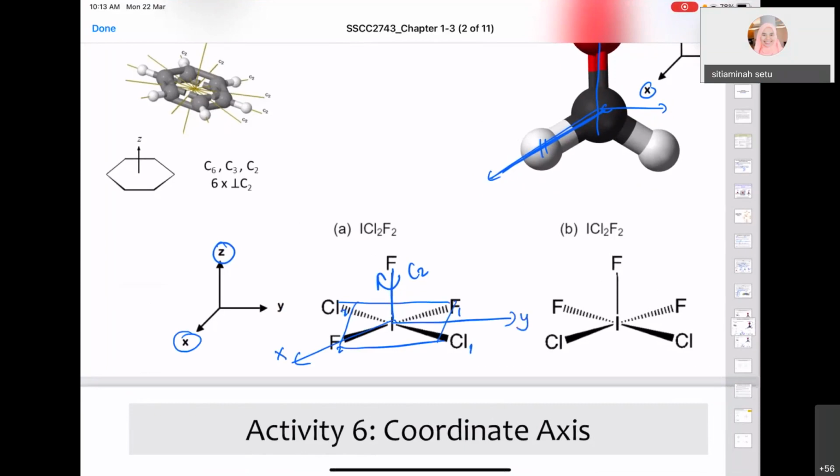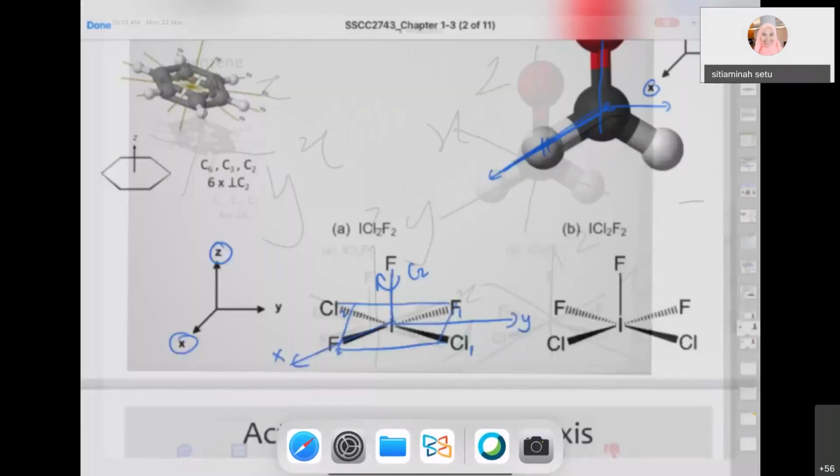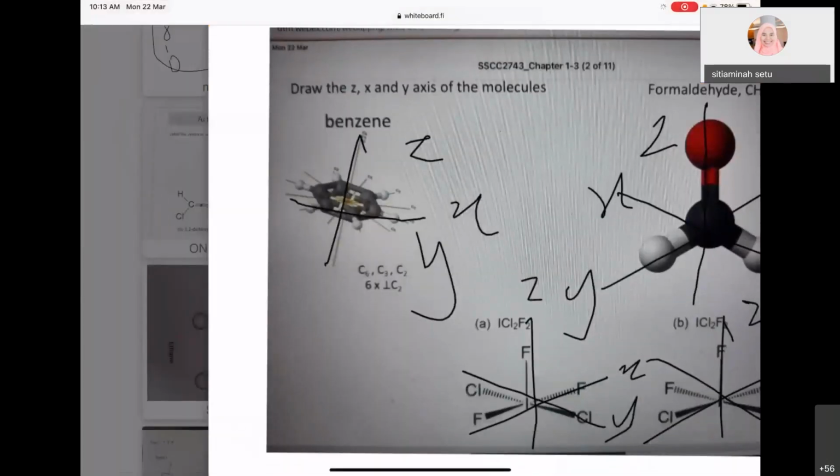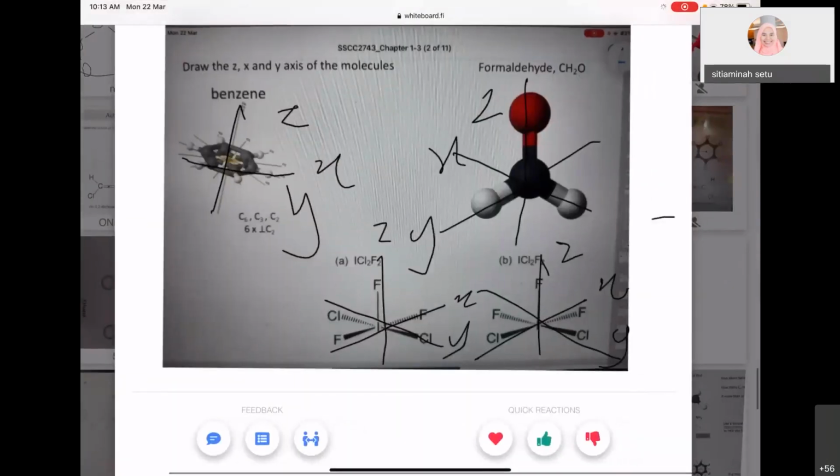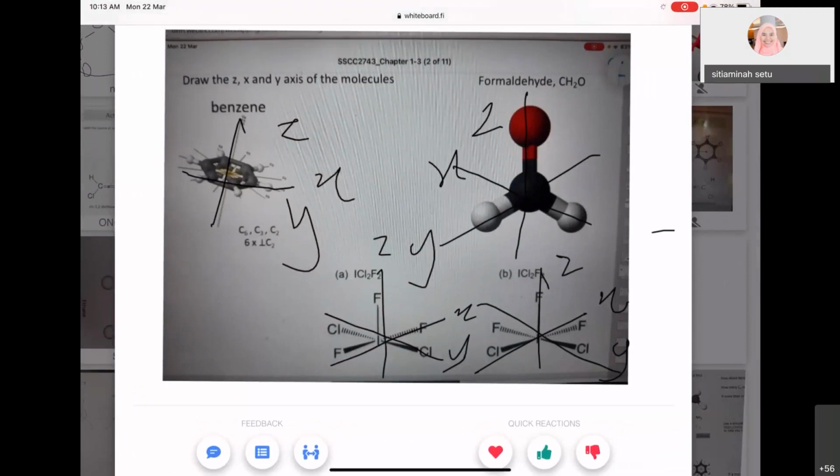Okay, you jangan ikut kedudukan atom tu, sebab dia punya angle tu kadang-kadang bukan 90 degree. Okay, contoh kalau saya tengok dekat sini, you follow the Cl dengan F kan, Y axis dengan X axis ni, you follow F dengan Cl punya kedudukan.